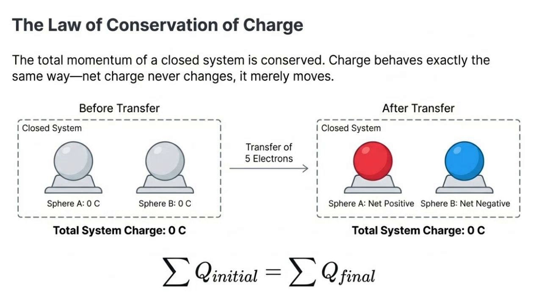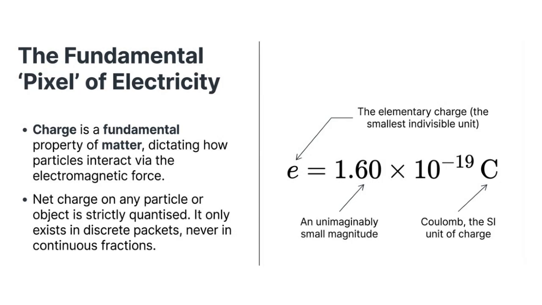This principle works just like the total momentum in a system. It's conserved, even as components within the system interact and exchange charge. Charge is one of the key properties of matter that determines how particles interact through electromagnetic forces.